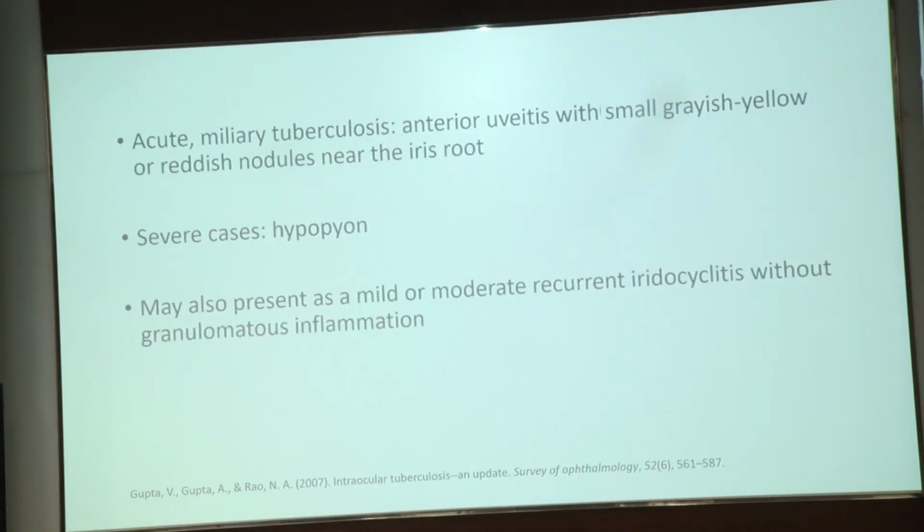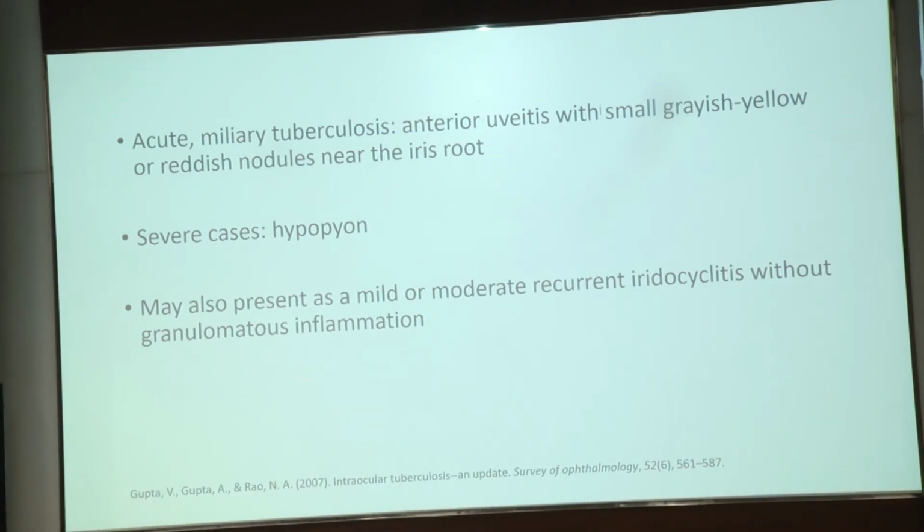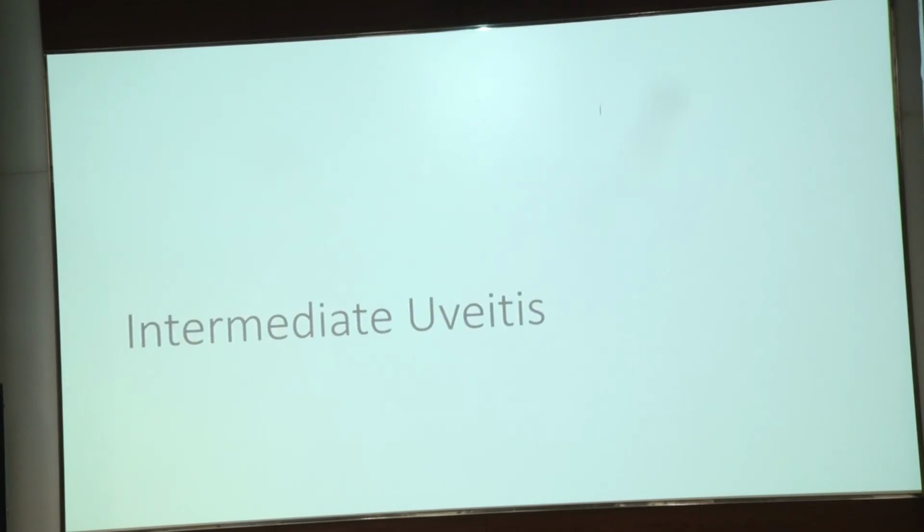In cases of acute miliary tuberculosis, there can be a severe anterior uveitis with yellowish gray nodules all over the iris, and again in severe cases there may be a hypopyon. This is one rare involvement of the anterior chamber in which there was raised IOP, a solar lens, and this was followed by a scleral abscess. So it can also involve the sclera in some cases.